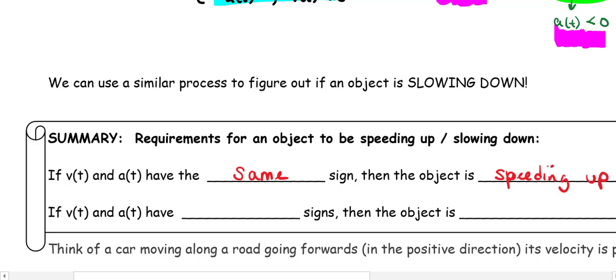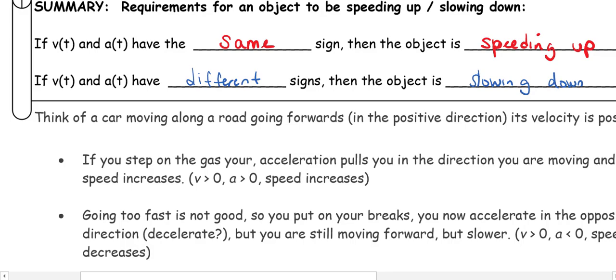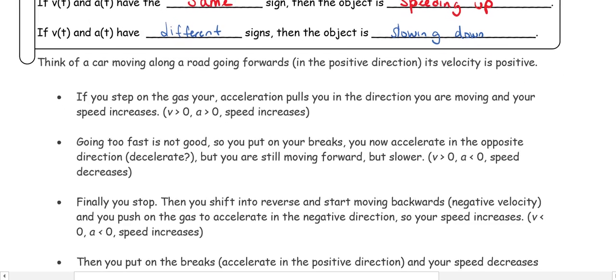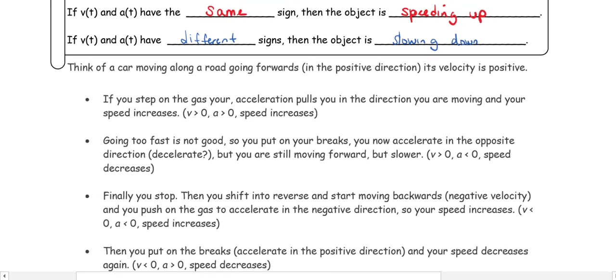Okay? And if v of t and a of t have different signs, and this is the one I didn't prove for you, but we can hopefully deduce this, then the object is slowing down. Okay? I know I didn't prove that to you, you could do it, but I thought with this kind of idea, if you think through this, you'll actually understand why this is true.